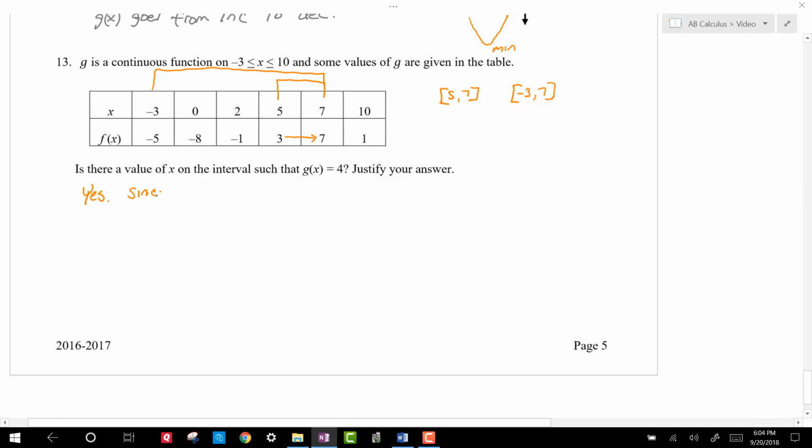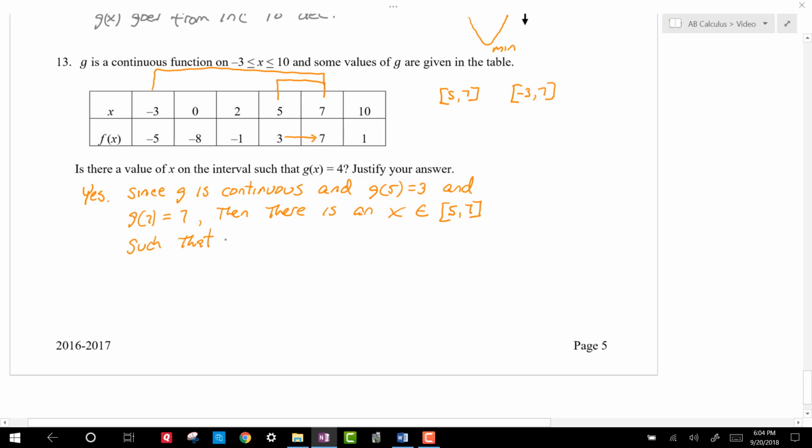Since, and this is a big deal, since g is continuous, and g of 5 equals 3, and g of 7 equals 7, then there is an interval from 5 to 7 such that g of x is equal to 4 by intermediate value theorem. Ta-da! We are done, ladies and gentlemen. Hope that helped.